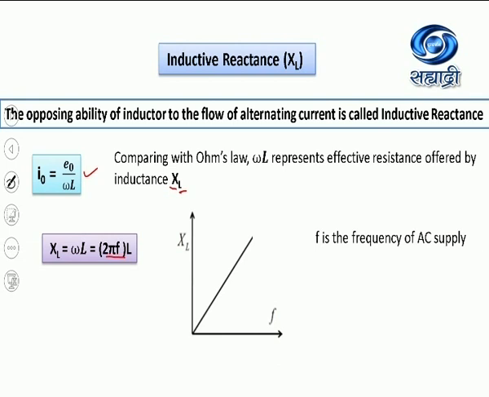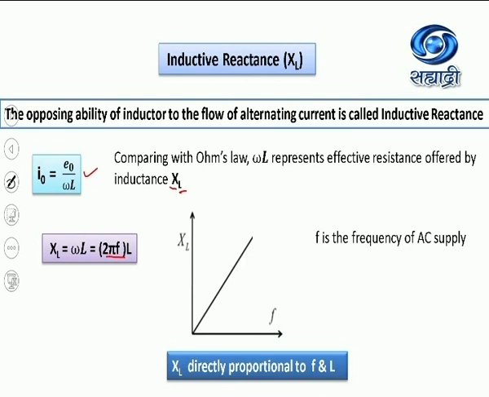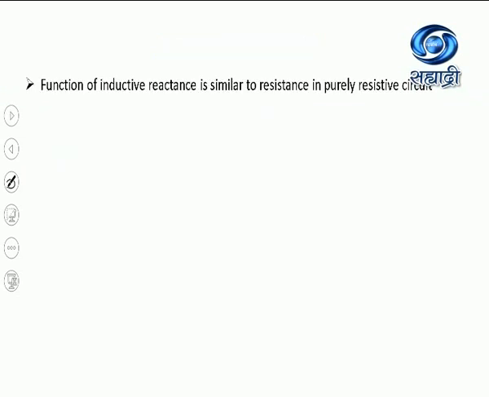Now graphically we will show the variation of inductive reactance with the frequency. Inductive reactance on the y-axis, frequency on the x-axis. Here we can see that XL is directly proportional to f. As f increases, inductive reactance increases linearly. So there is a direct relation between inductive reactance and frequency, as well as with the self-inductance of the coil. So if frequency is high, inductive reactance is high. If self-inductance is high, inductive reactance is also high.